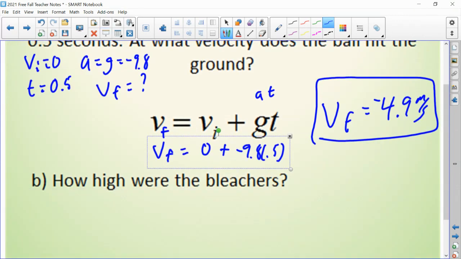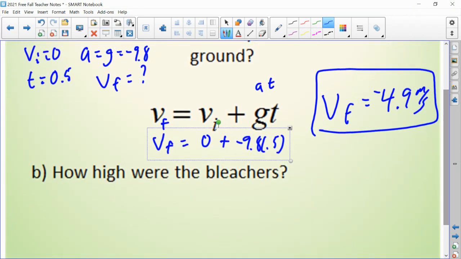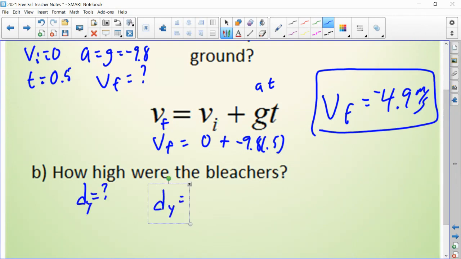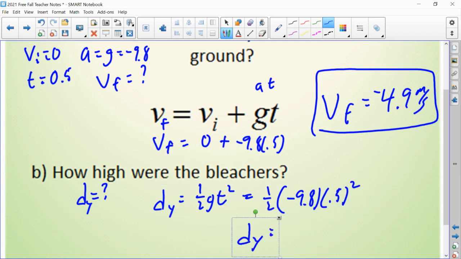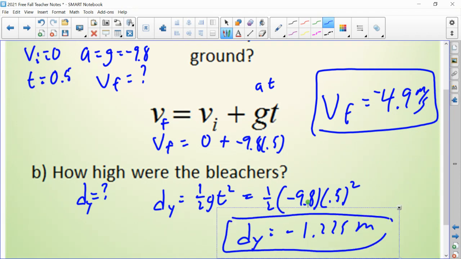How high were the bleachers? This time I'm looking for dy, and I can use my dy equals 1/2 gt squared, because again the initial velocity is 0. So 1/2 times negative 9.8 times 0.5 squared, and so my dy comes out to be negative 1.225 meters, which means the height was 1.225 meters, and that's fine. We can use that as my answer.